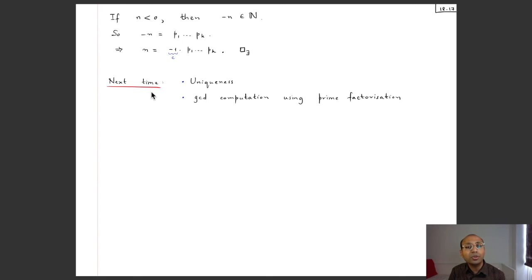So it remains to show uniqueness, which we will do next time. We'll begin the lecture with that, and we will also see how to do the computation of the greatest common divisor using prime factorization. So we have learned Euclid's algorithm for calculating the greatest common divisor, but we will also see another method using the prime factorization.